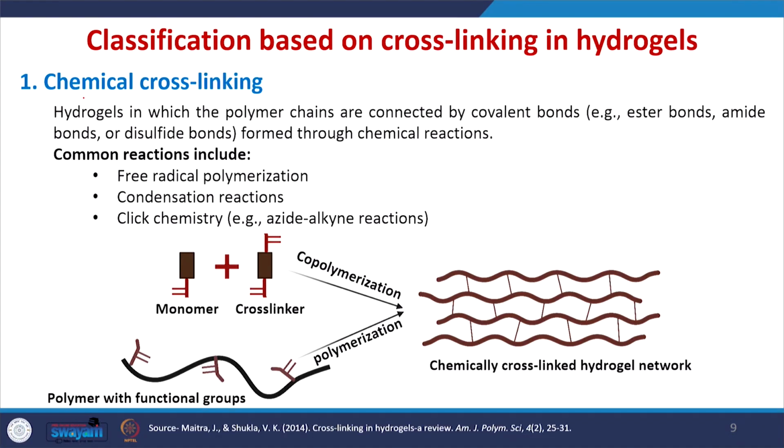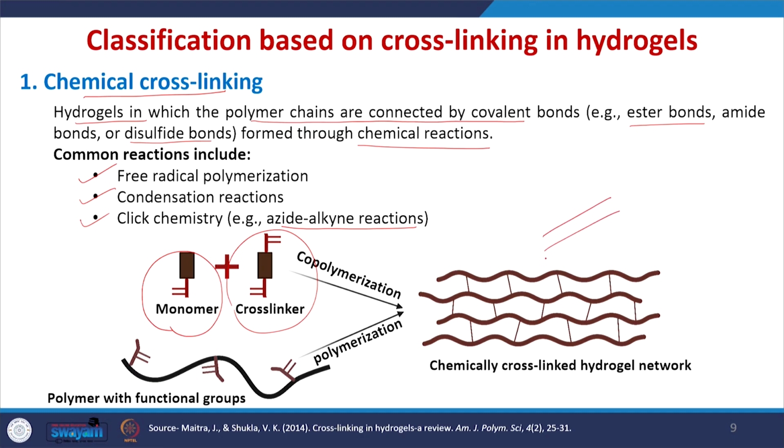The first one is chemical cross-linking. Here the hydrogels will be cross-linked through a chemical reaction, and here the polymer chains are connected by covalent bonds. Examples are ester bonds, amide bonds or disulfide bonds. Some of the common reactions include free radical polymerization, condensation reaction and click chemistry. Example is azide-alkyne reactions. Here the monomer will be cross-linked using the cross-linker, and it will be a chemically cross-linked hydrogel network. In this way we can make the porous hydrogel based on chemical cross-linking.